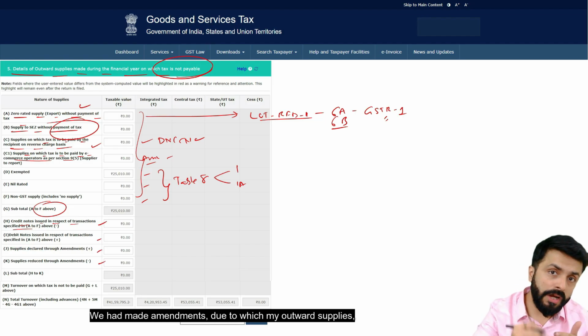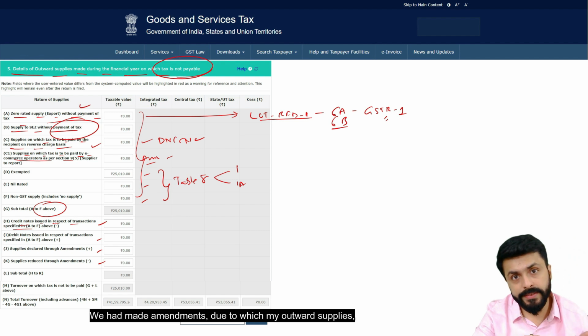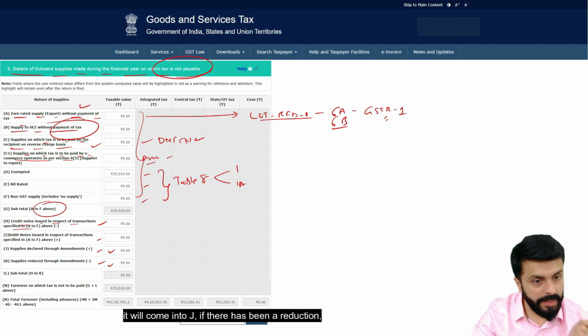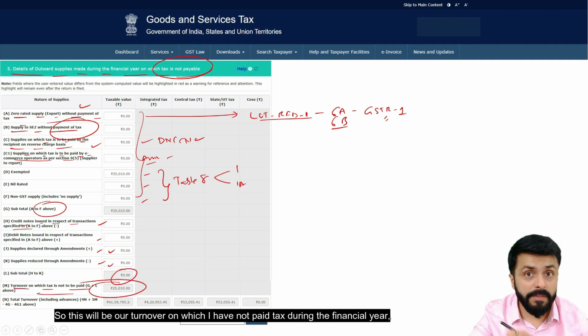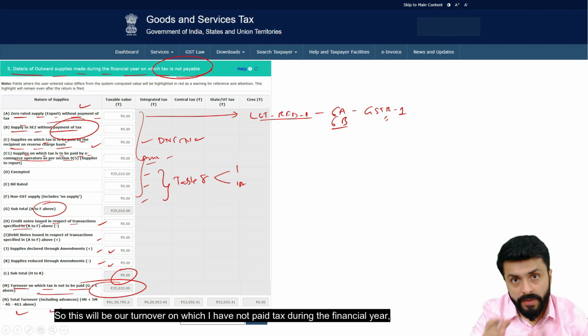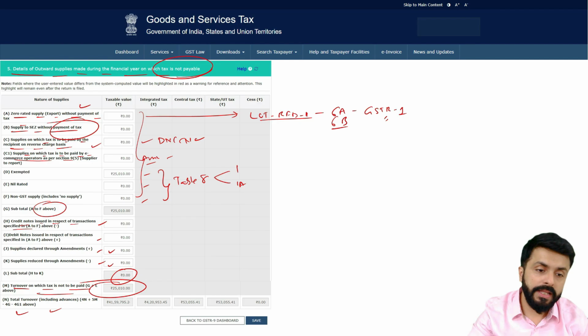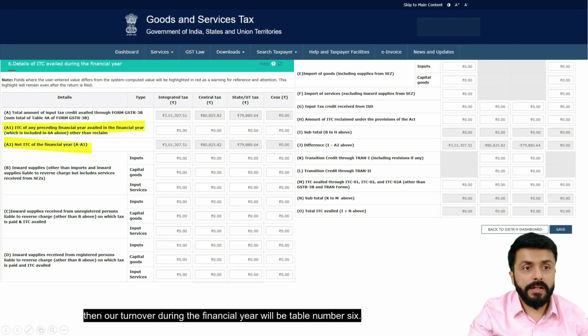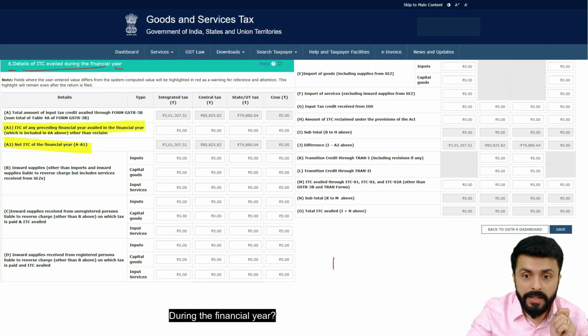We had made amendments due to which, if there has been any increase in my outward supplies on which tax was not paid, it will come into J. If there has been a reduction, it will come into K. So this will be our turnover on which I have not paid tax during the financial year. Then both the tables 4 and 5 will be set off and merged. Then our turnover during the financial year will be table number 6.